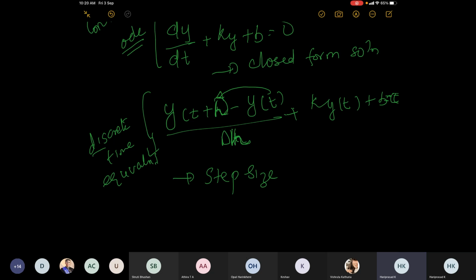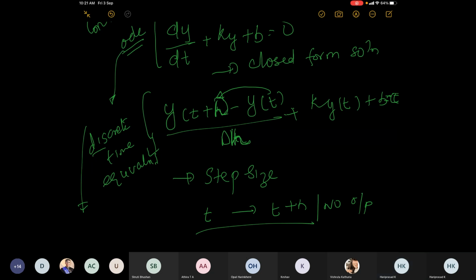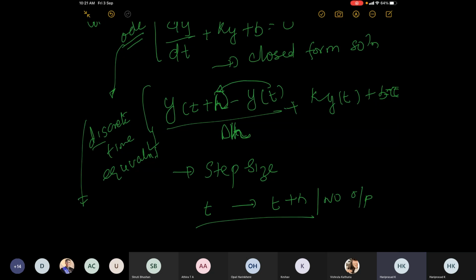So what are we missing here? Between t and t plus h, you don't have output, because it is discrete time. While in the ODE, when you do a closed form solution, any continuous input you supply would give you output. But when you do discretization, because of the approximation you bring in, since most ODEs are difficult to solve, things end up in the discrete time space, and you don't have a continuous output. Between t and t plus h, you don't know what your output is.